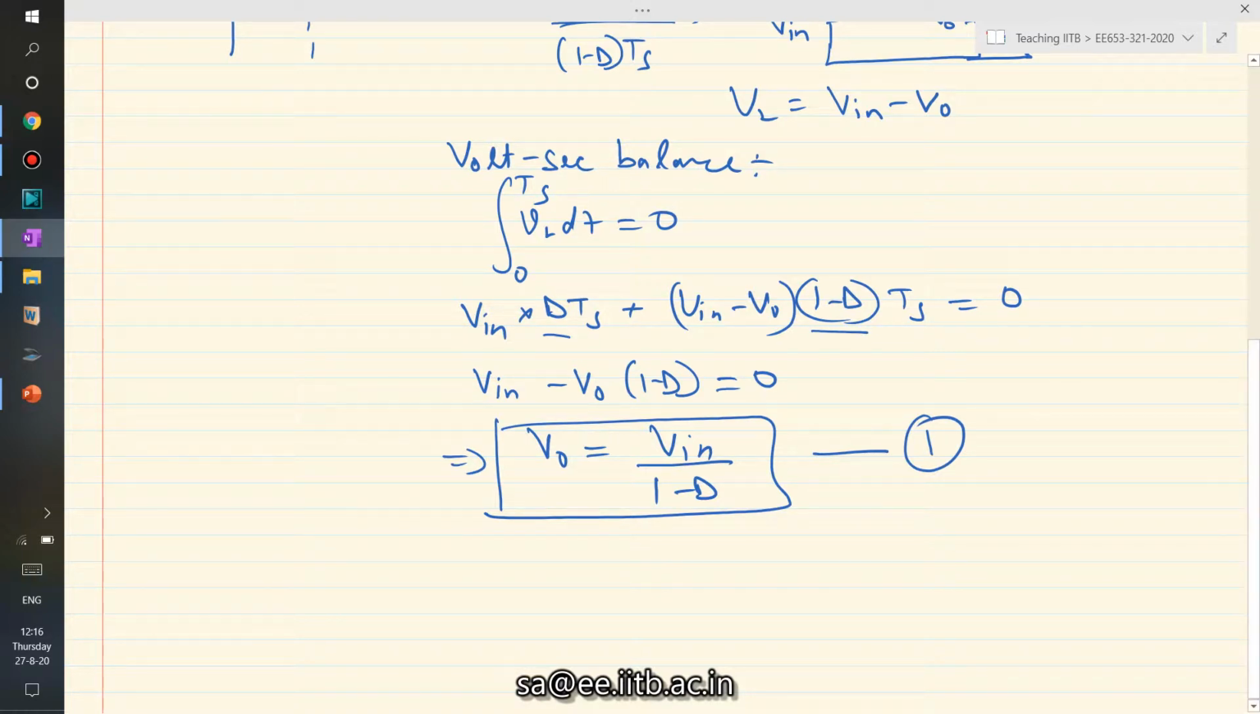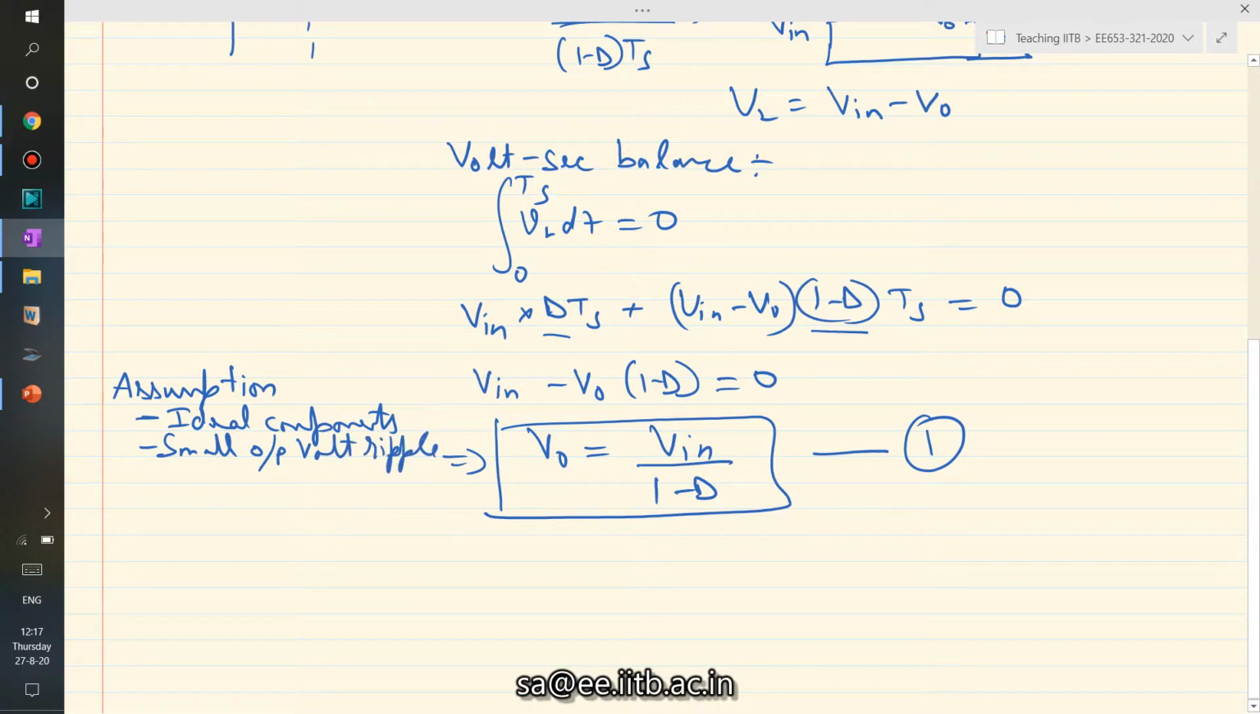If you remember, in the buck converter we listed certain assumptions. Here also we are following the same assumptions. One assumption is ideal components, so all the components that we are using here are ideal. The other assumption is small output voltage ripple, the small ripple approximation. And the third is that we are operating in continuous conduction mode. With these three assumptions, this equation is valid.